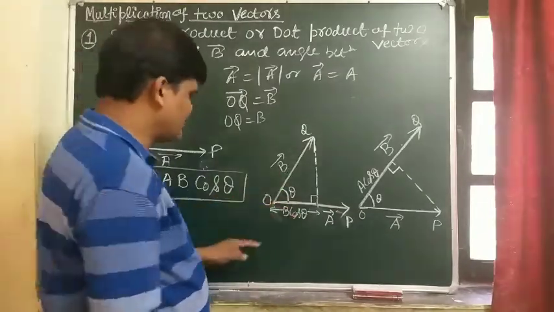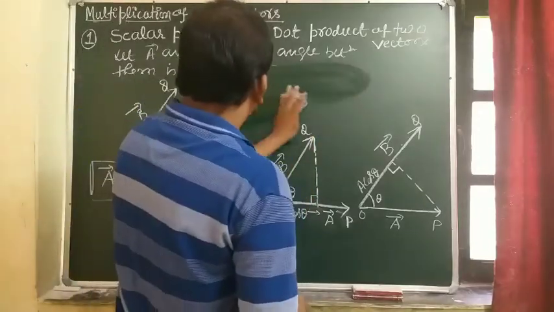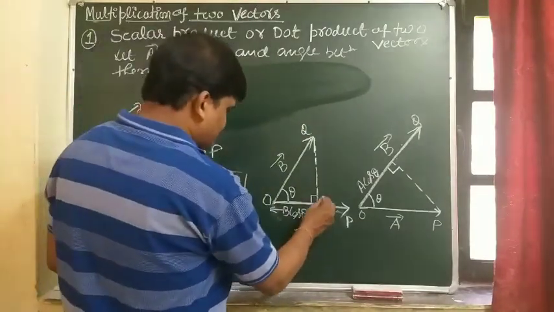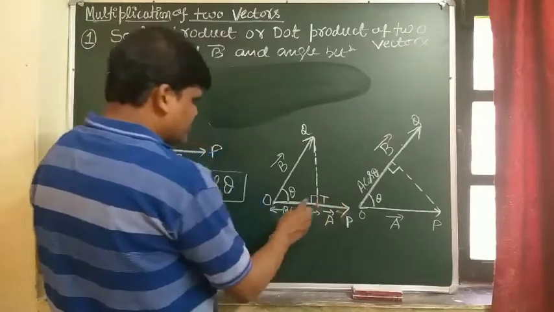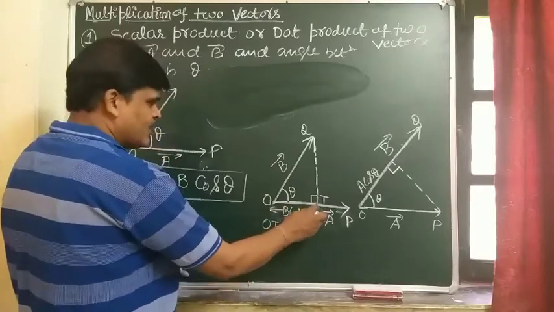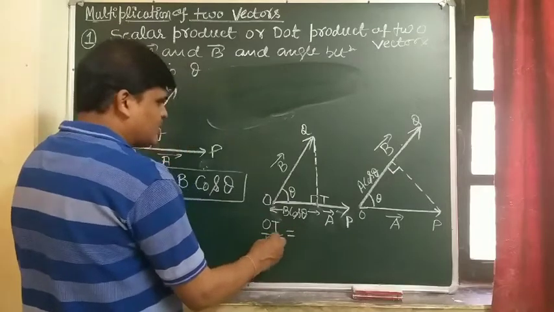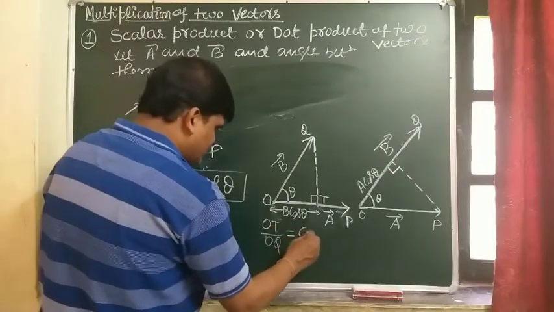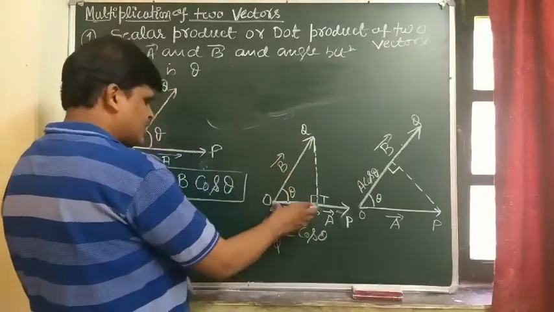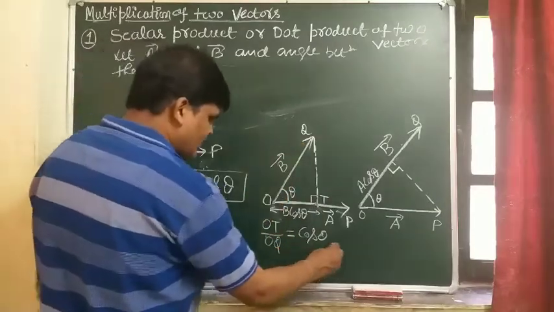So base by hypotenuse in this case comes out to be cos theta, you know that. Suppose we take a point T here. Then the base is OT and the hypotenuse is OQ, and base by hypotenuse is cos theta. So base is OT, hypotenuse is OQ, which is equal to cos theta. So what is OT?